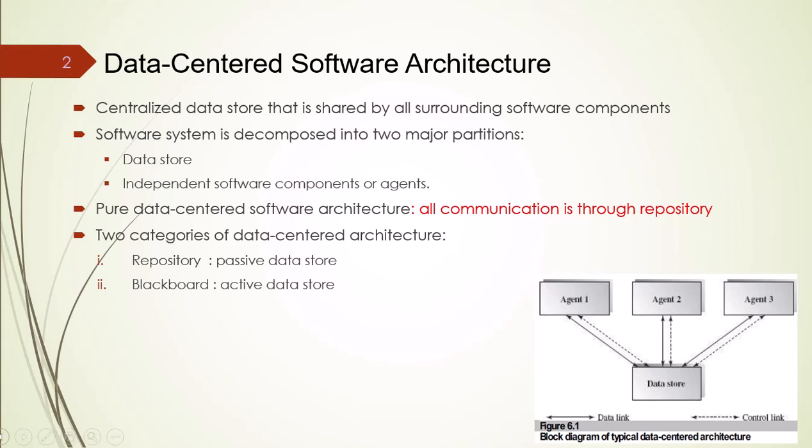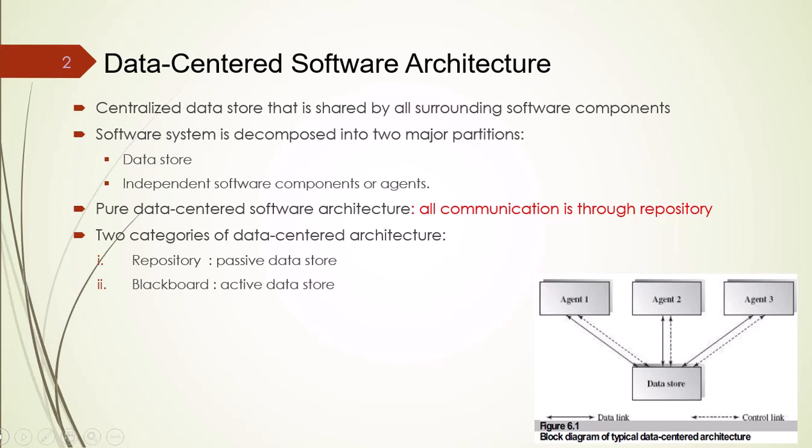Now come to discuss data-centered software architecture. This is the next category of software architecture. In our previous lecture, we talked about the data flow architecture, batch sequential and pipe and filter architecture patterns. Now, what is data-centered software architecture? A centralized data store that is shared by surrounding software components.